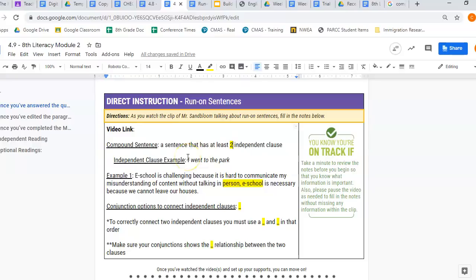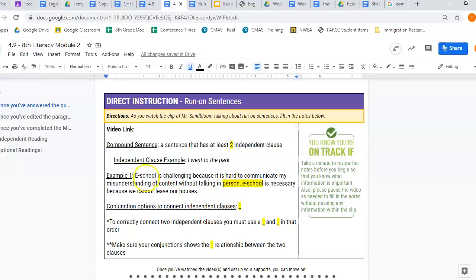Second, we need to know what an independent clause looks like. So an independent clause is a simple sentence. I went to the park, I went to the store, right? Those are examples of independent clauses. So now what we're going to do is look at an example of a run-on sentence here. And we are going to change the sentence, add punctuation so that the sentence is correct and avoids being a run-on sentence. So when I read this sentence, you should be thinking, how would I correct this sentence to make it not a run-on sentence?